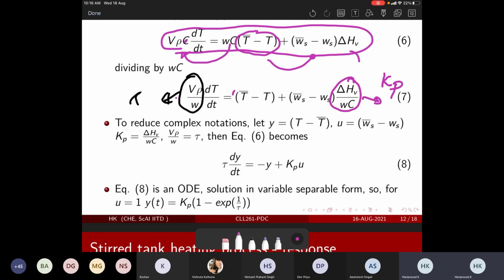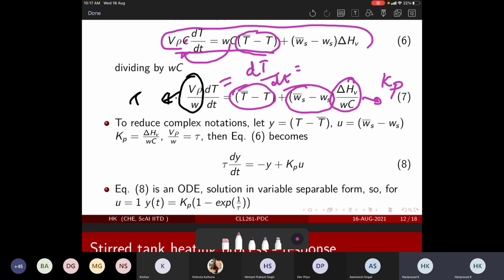So what are the things remaining? There is T minus T bar, and W bar s minus W. Now let me write the left hand side term slightly more generally. What I am going to do is dT by dt; I can also write d(T minus T bar) by dt. Will you agree on this? Anybody has a question?